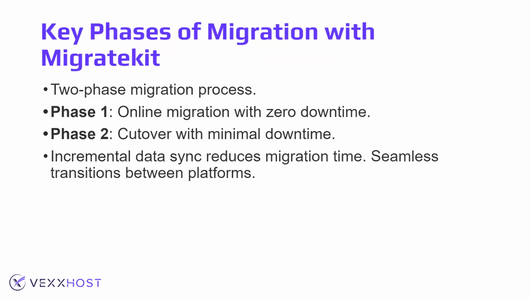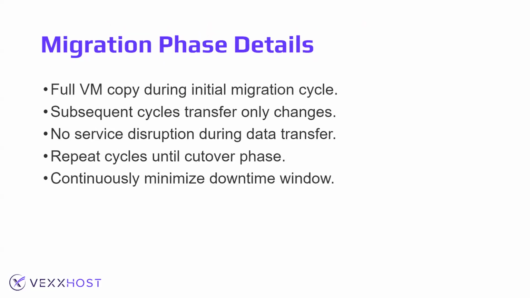So with Migratekit, we've got two phases when we do the migration. The first phase is the one that we do with zero downtime, the migrate cycle. Phase one is the online migrations that we do all the time, nonstop, that you can do as many times as you want. And then the second phase is the actual cutover, that is where the downtime happens and things move on.